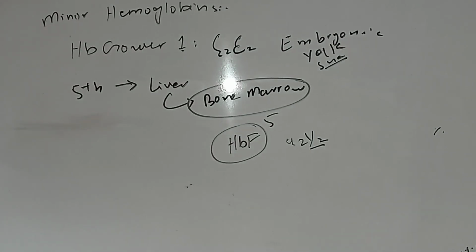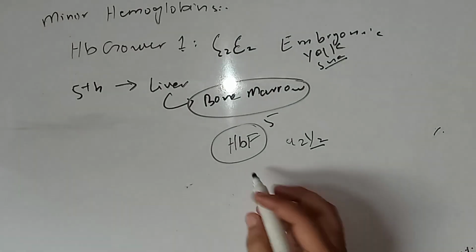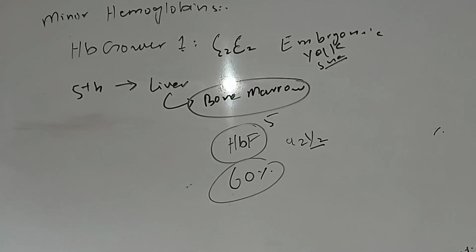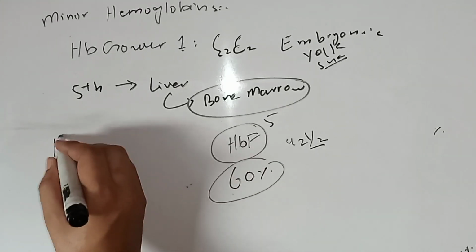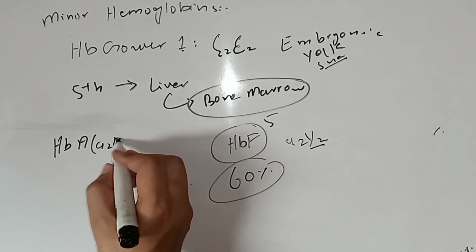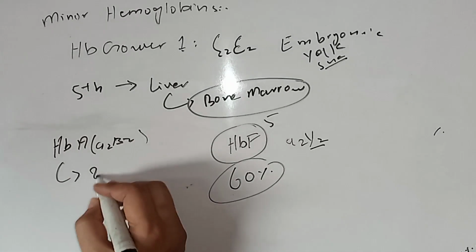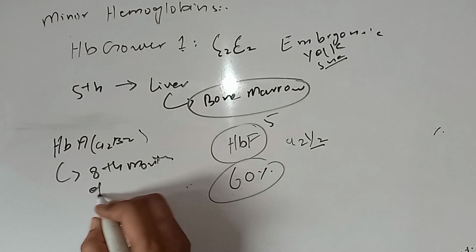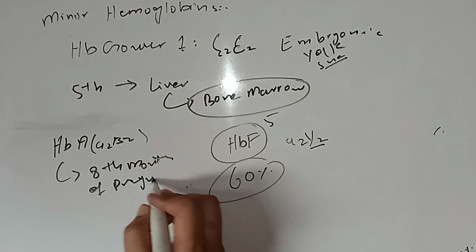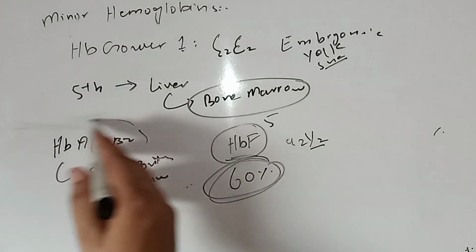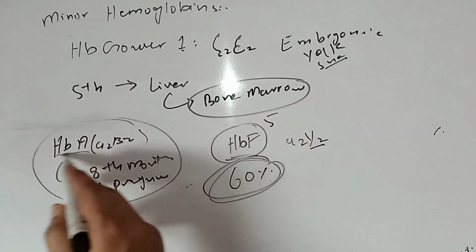And when the baby is born, he has about 60% of fetal hemoglobin. HbA synthesis, which is the chief component of adult hemoglobin, alpha 2 beta 2, starts in the 8th month of pregnancy. So that's why when a baby is born, about 60% of hemoglobin is fetal hemoglobin, and in the rest of the hemoglobin, the major component is HbA1.